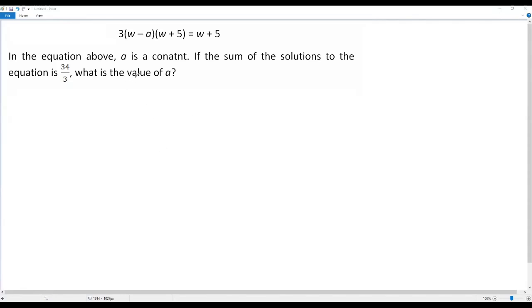Here we have a SAT math problem. Okay, let's go to the question. 3(w − a)(w + 5) = w + 5. In the equation above, a is a constant. If the sum of the solutions to the equation is 34/3, what is the value of a?